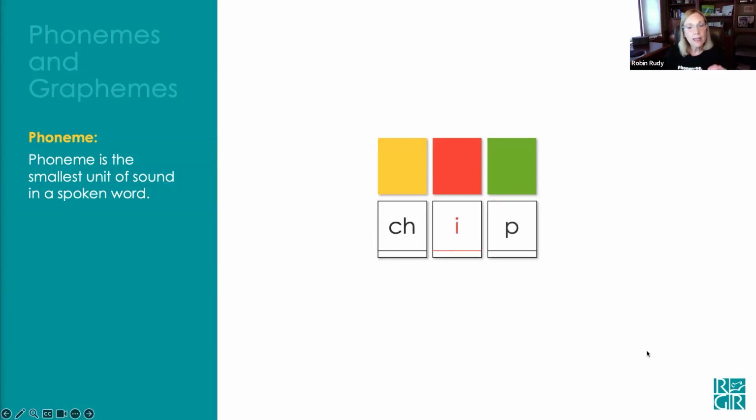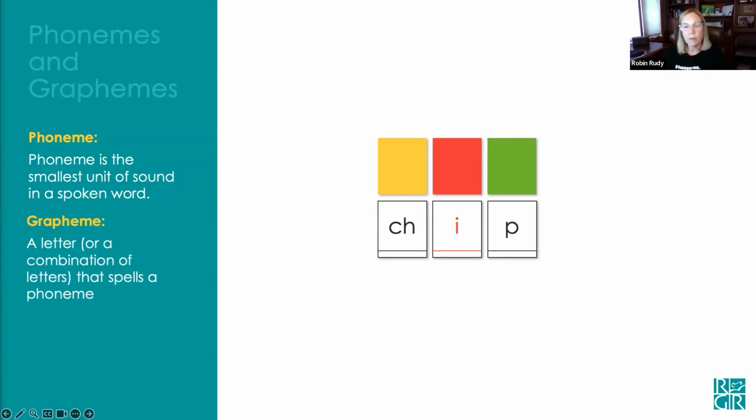Now, whenever we see a letter or combination of letters that is distinctly related to a phoneme, we'll call that a grapheme. By definition, a grapheme is a letter or combination of letters that spells a phoneme. So we can say that the word chip has 3 phonemes and 3 graphemes. That's because in English, there's a one-to-one relationship between the number of phonemes that we hear and the number of graphemes that we see. So in the word chip, we observe both 3 phonemes and 3 graphemes.